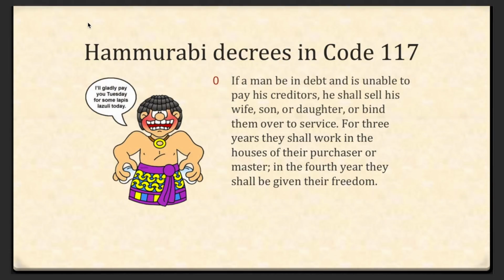Well, according to Hammurabi, if a man is in debt and unable to pay his creditors, he shall sell his wife, son, or daughter, or bind them over to service. For 3 years they shall work in the houses of their purchaser or master, and in the 4th year they shall be given their freedom. Okay, so if a man owes some money, he can sell his family to pay off his debts.